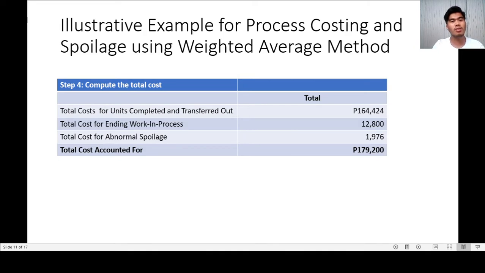So we are done with the weighted average. Again, for weighted average, in computing the equivalent unit cost, you include the beginning work in process cost, the beginning cost of materials and conversion. Then add the current cost, and divide it by the EUP or the equivalent units of production.